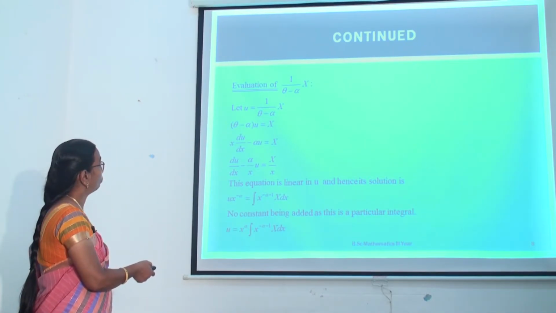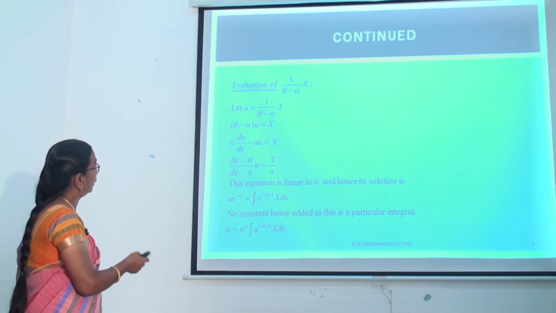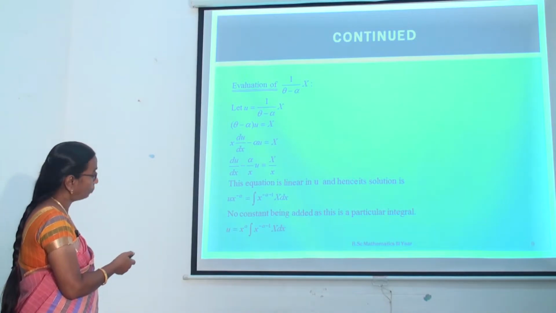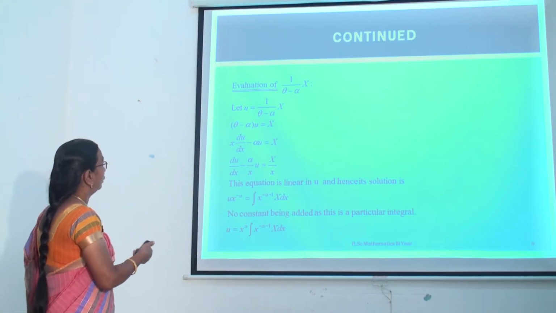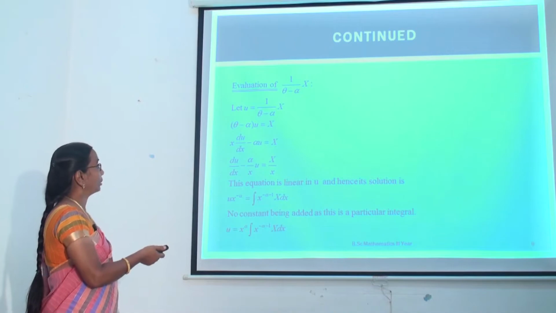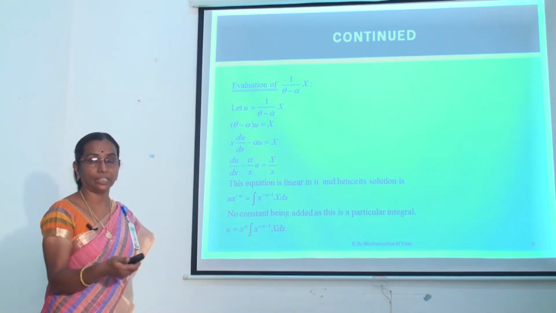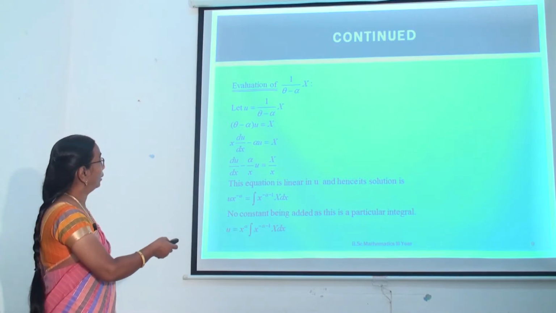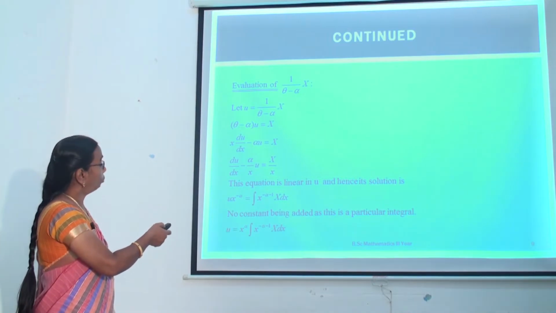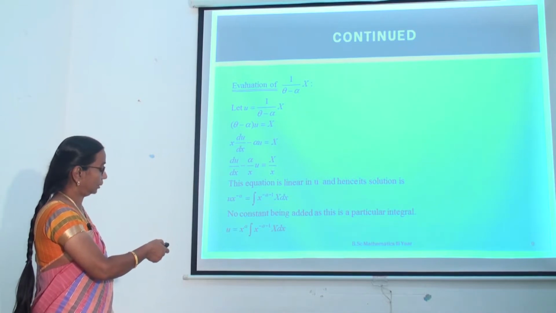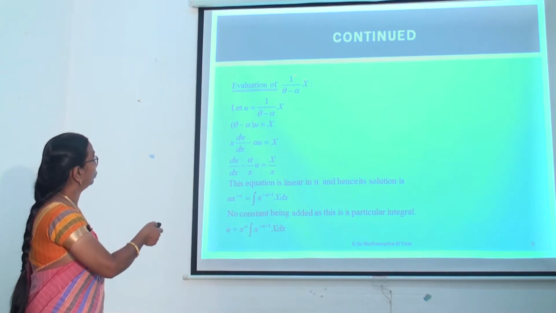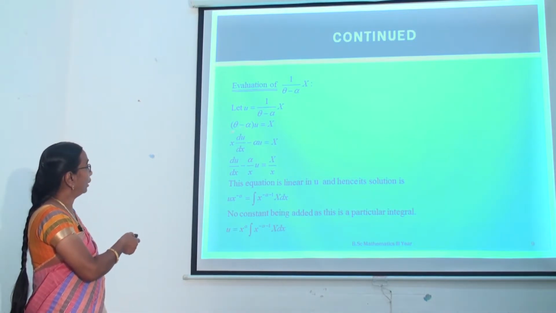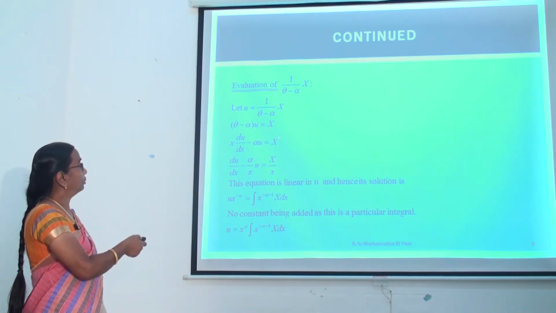Next, second problem. For the second problem we need the evaluation of 1 by theta minus alpha of X. Sometimes in a differential equation with variable coefficients, we cannot convert the right hand side in terms of z. In that case we can apply the evaluation of 1 by theta minus alpha of X. Okay student, so let us take u is equal to 1 by theta minus alpha of X. So cross multiplying and simplifying, you will get theta minus alpha of u is equal to X.